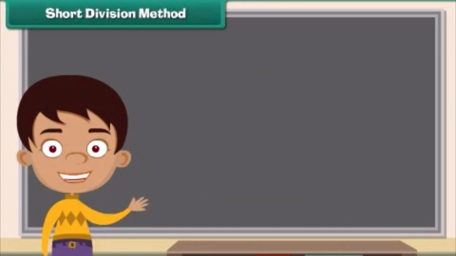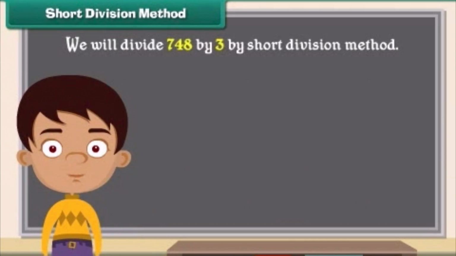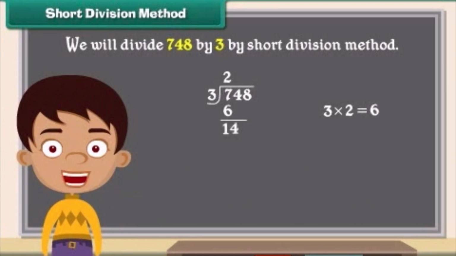Short division method. Now we will divide 748 by 3 by the short division method. Divide the first number in the dividend. 3 2s are 6, and 7 minus 6 is 1. Write 2 above and 1 near 4 to make it 14. Then divide 14 by 3. 3 fours are 12. 14 minus 12 is 2.